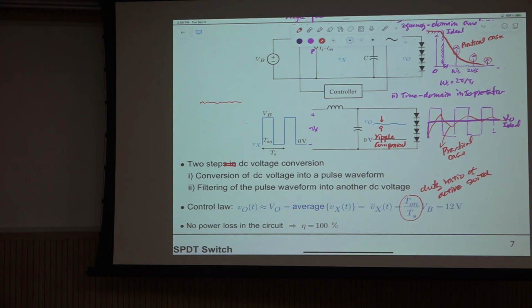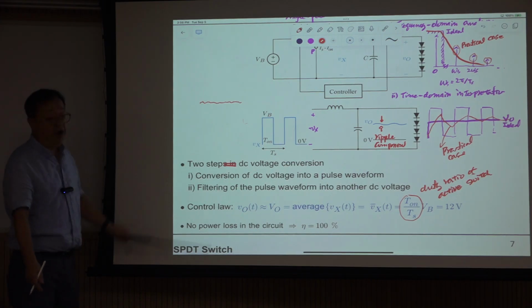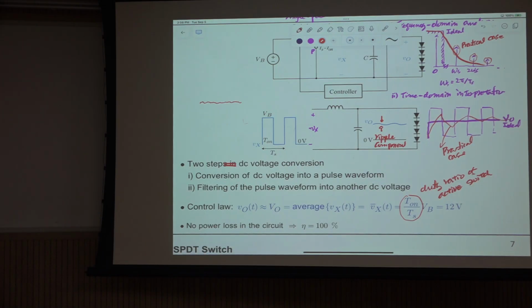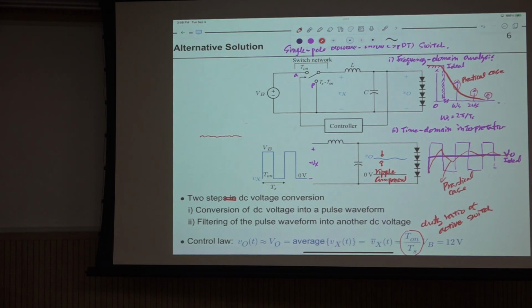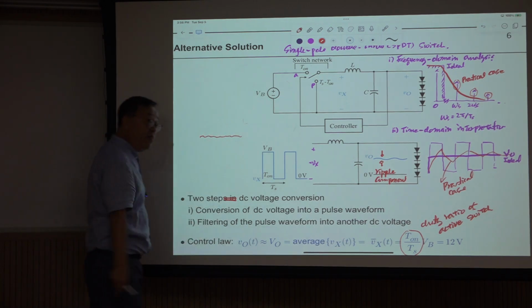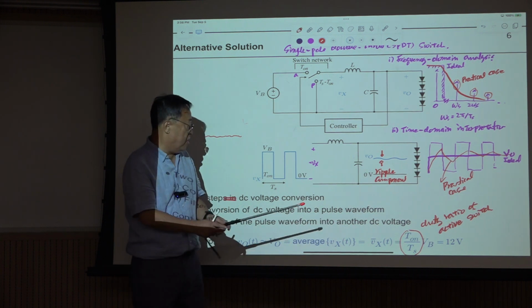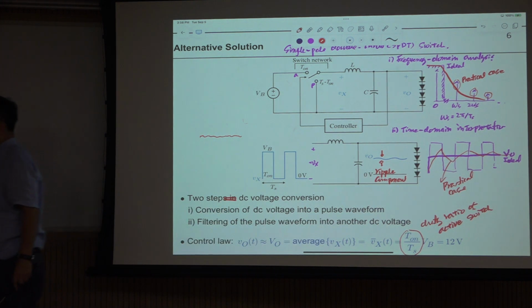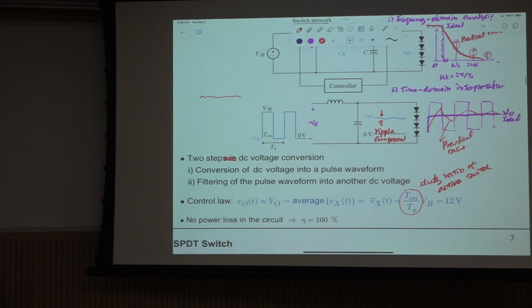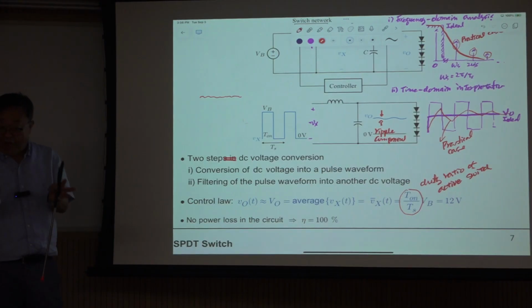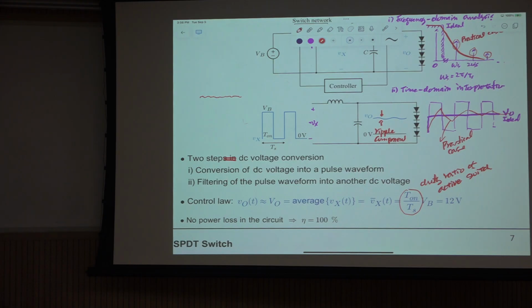Then there is no power loss. If the SPDT switch is ideal, there is no power loss, and these reactive components, if they are ideal, do not take any power. So in theory, the efficiency is 100%. Then all the problems associated with power loss, heat generation, and the requirement of heat sinks and fans are gone. So this is fully compatible with modern electronics. So you are using this.